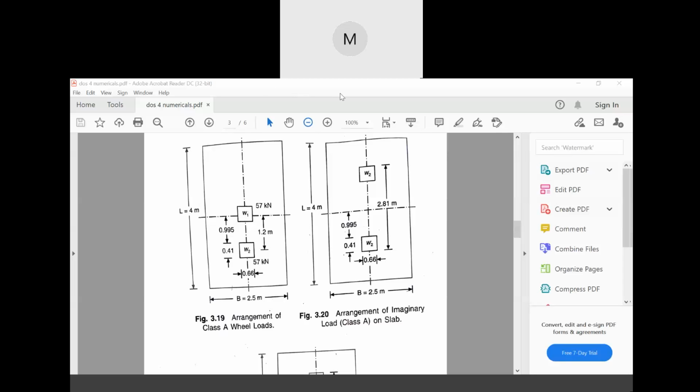Very good. I got only one answer. What about the other people? Can anyone give the other answers? Other people also give the answers. Very good.